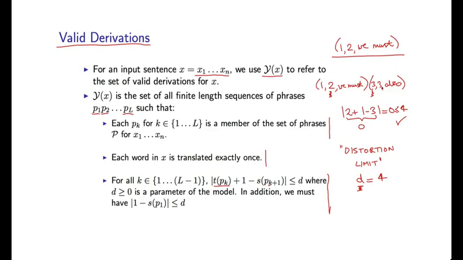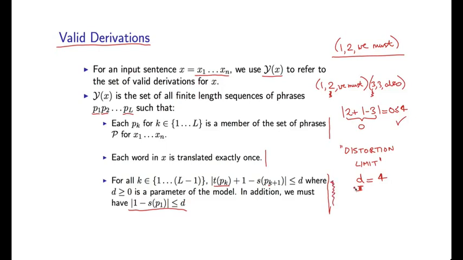Intuitively, these two phrases are right adjacent to each other. I've translated first words 1 and 2, and then words 3 and 3, and 3 is adjacent to 2, and so the distortion for this particular pair of phrases is 0, and that satisfies the distortion limit. In addition, we have a constraint at the start of the sentence saying the start of the first phrase, or 1 minus the start of the first phrase, has to be less than or equal to d. We'll come to an example of this in a moment.